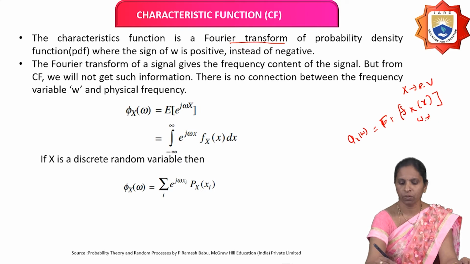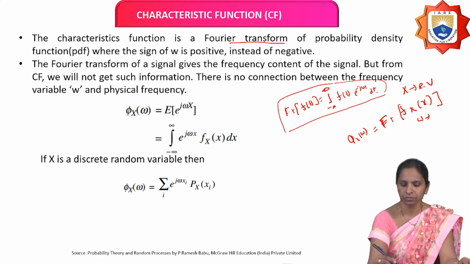Where instead of minus omega, I'll take plus omega. Now, what is the Fourier transform formula? The Fourier transform of a function, for example f of t, is the integration from minus infinity of f of t into e power minus j omega t dt. So, this is the Fourier transform of a signal f of t. Now, what is the characteristic function? Nothing but the Fourier transform of the probability density function. If you take a random variable x, the probability density function is represented by small f, where capital X represents the random variable and small x represents the corresponding value of the random variable.